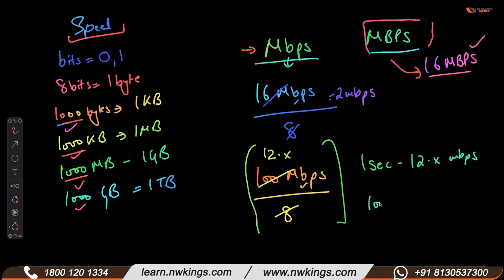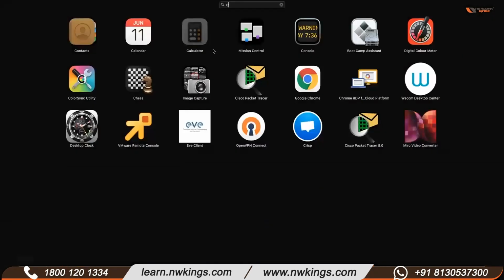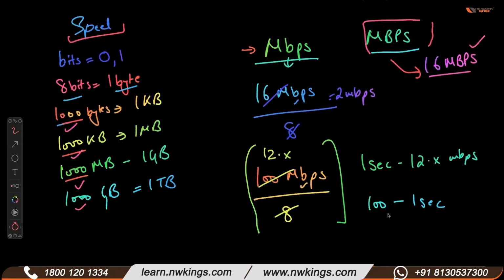Suppose you have a 100 Mbps internet connection. It doesn't mean that you will download 100 MB in 1 second. No, this is not correct. It means megabits per second, and you need to divide by 8 because 8 bits is equal to 1 byte. You can check the value in your calculator. Even I used to get confused whenever I took a broadband connection. When we divide by 8, it comes to 12.5. So per second you will download a maximum of 12.5 MB. That will be your download speed.